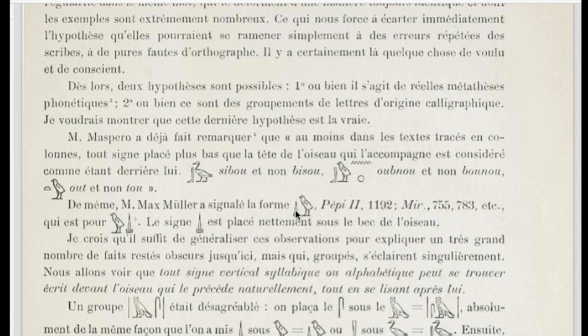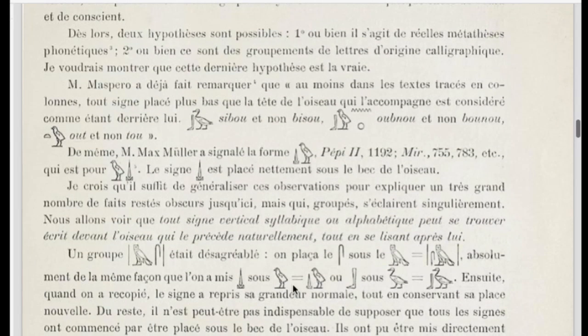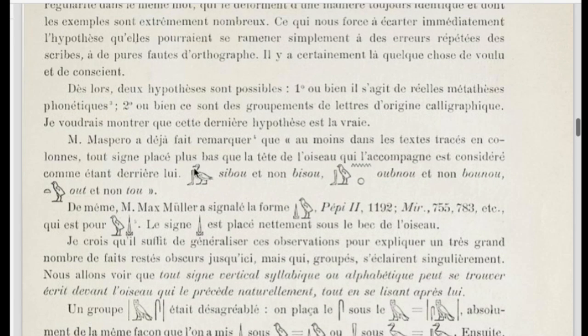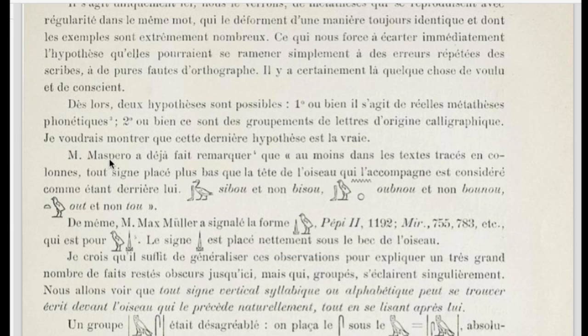The tall signs, the ja. This is weja again, where the ja symbol is under the beak of the bird. See it under the beak? Another one here. And here he says, Maspero, which is another scholar, Maspero has already remarked that, and he quotes him, he says, at least in the text drawn in columns, any sign placed lower than the head of the bird which accompanies the sign is to be considered behind it. So he gives an example right here.